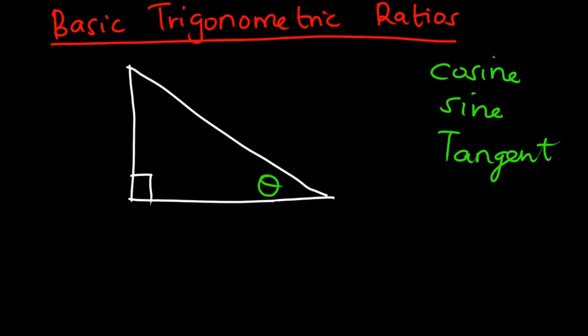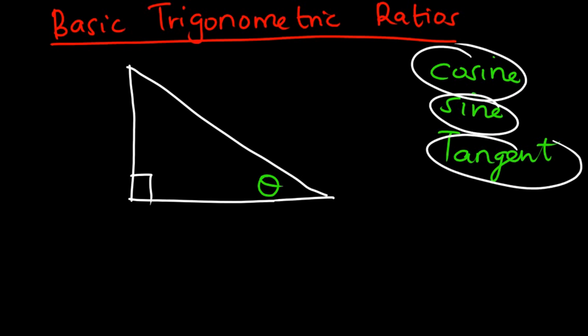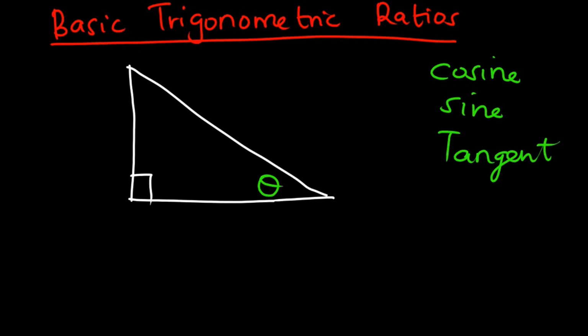So when we talk about trigonometry, we are simply talking about the relationship between the three sides of a triangle and the angles of that triangle. There are three basic ratios that we are going to look at in this video. That is cosine, sine, and tangent. All the other identities that you know of, cosecant, secant, are derived from these three basic trigonometric ratios.